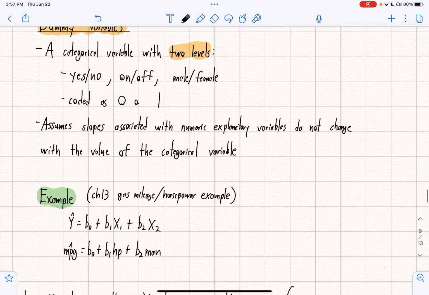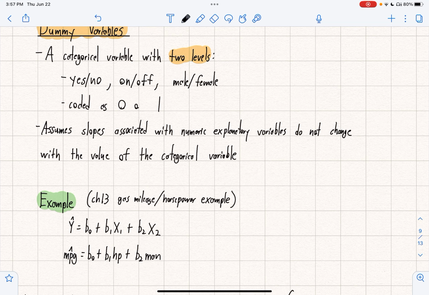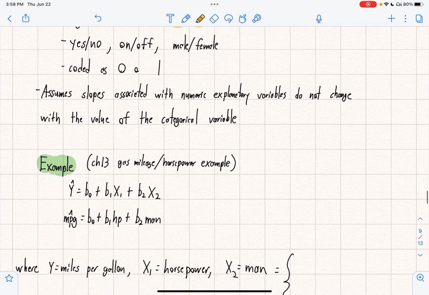Let's go back to our example from the last chapter. If you recall, we were looking at gas mileage and horsepower. So now let's just add one extra variable. So we have beta naught plus beta 1 x1 plus beta 2 x2. So that's estimated miles per gallon: mpg hat equals beta naught, plus beta 1 times horsepower, plus beta 2 times man. So man, I'm just saying, is an indicator or a dummy variable for manual transmission.